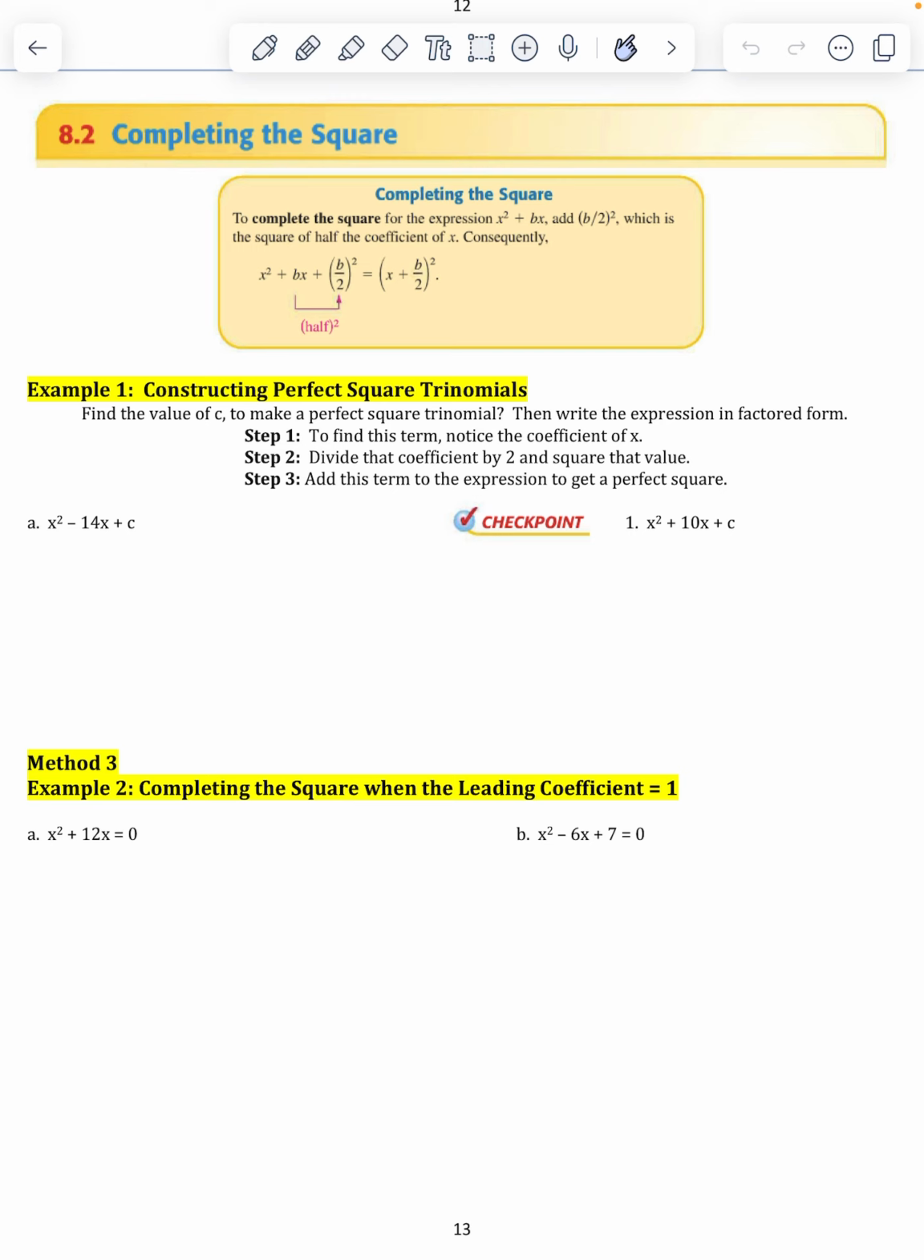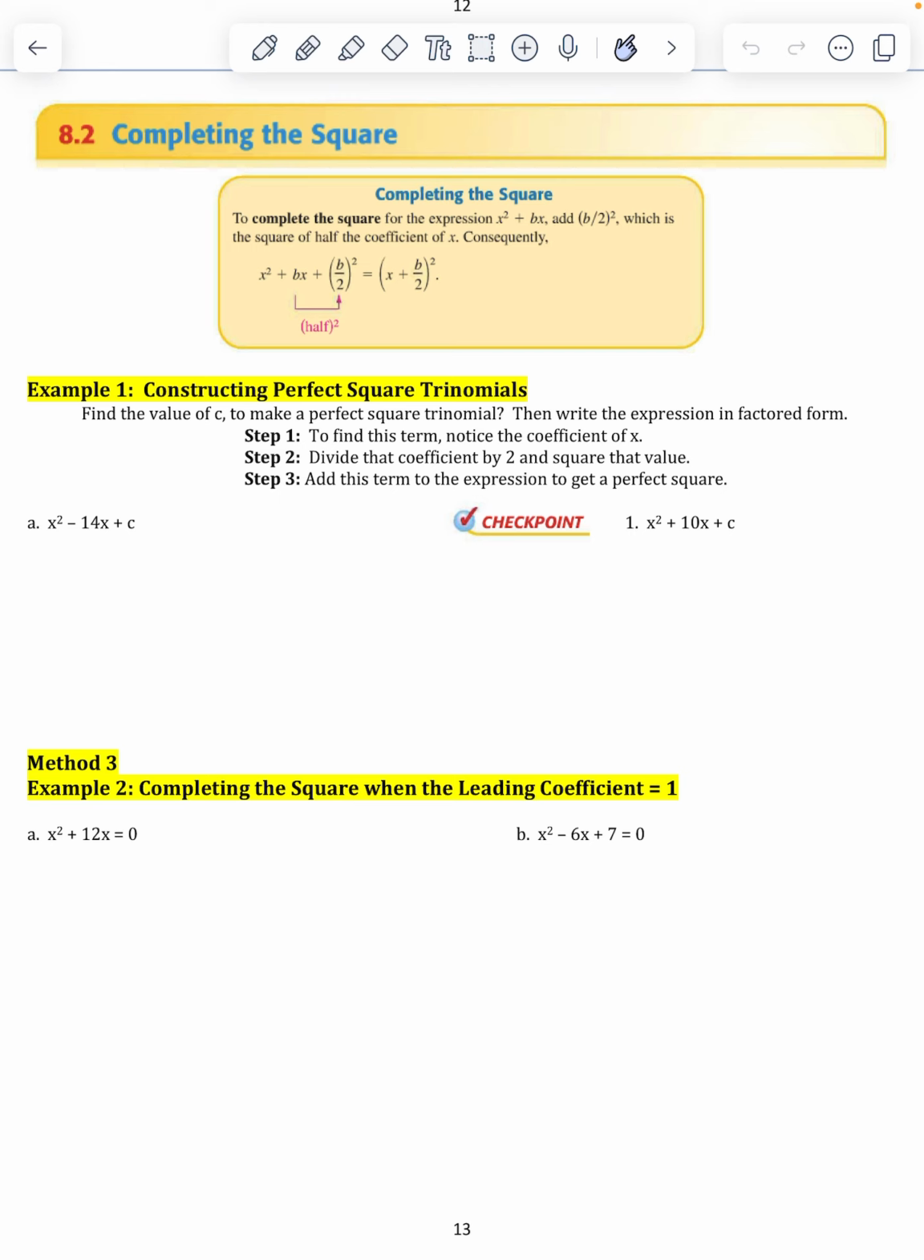In section 8.2, we're going to be learning the third process in solving quadratic equations, which is completing the square. We already learned how to solve quadratic equations through factoring. We learned how to solve them through the square root method, and now the third process is completing the square.